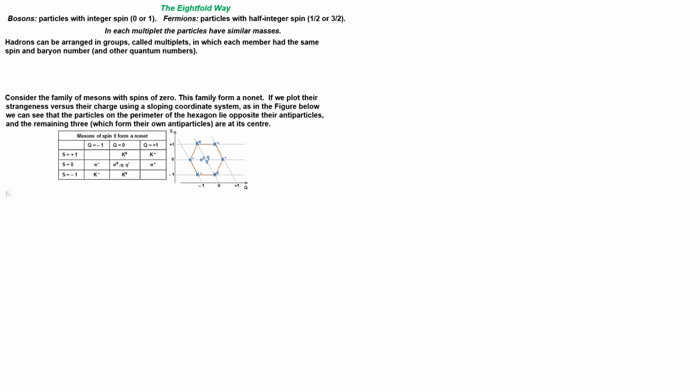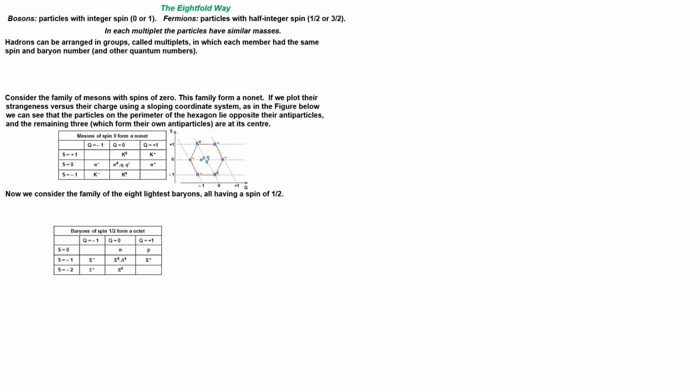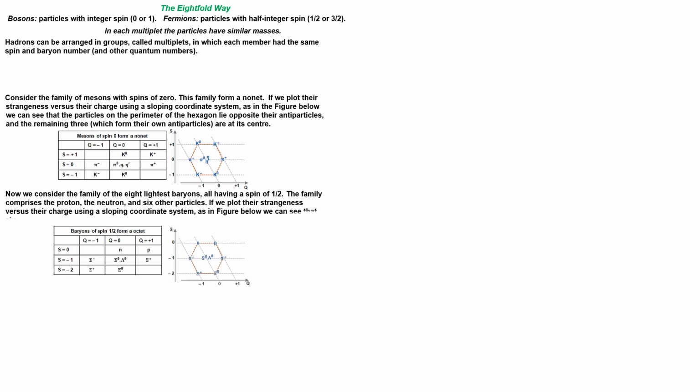Now we consider the family of the 8 lightest baryons, all having a spin of 1/2. The family comprises the proton, the neutron, and 6 other particles. If we plot their strangeness versus their charge using a sloping coordinate system, as in the figure below, we can see that 6 of the baryons form a hexagon, and the remaining 2 are at the hexagon's center.